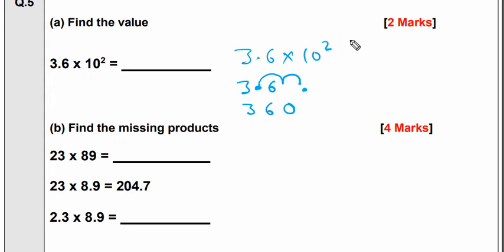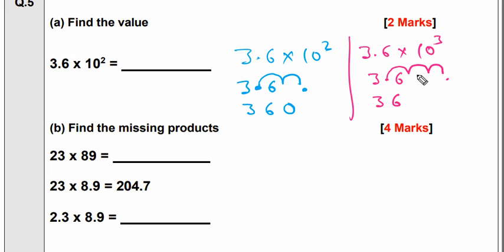Now if I write one more question, 3.6 times 10 to the power 3. Now what will you do? So 3.6, how many places? 3 places. 1, 2, 3. So your point is here, which is not useful now. 3, 6, how many empty places? 0 and 0. So this is how you will try.